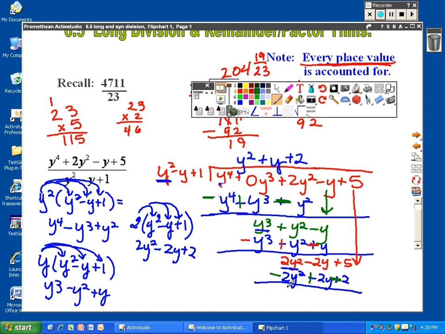2y squared minus 2y squared is 0. Negative 2y plus 2y is 0. 5 minus 2 is 3. So it is 3, and in math that means plus 3 over my divisor of y squared minus y plus 1. And that is my result.